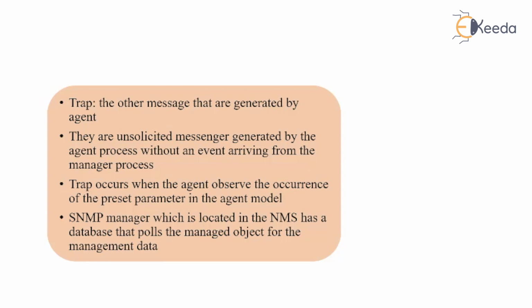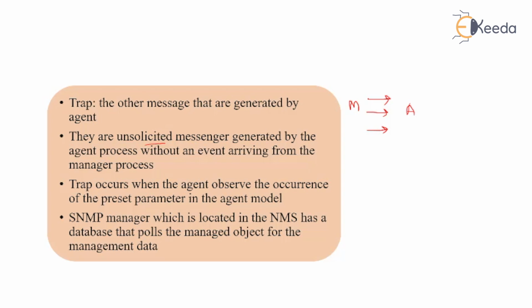After this, along with the get response, traps are also generated by the agent process. The other messages that are generated by the agent are known as traps. They are unsolicited. The meaning of unsolicited is unwanted. These are messages generated by the agent process without an event arriving from the manager process. Now, the manager is able to transmit 3 messages. What are they? Get request, get next request and set request to the agent.